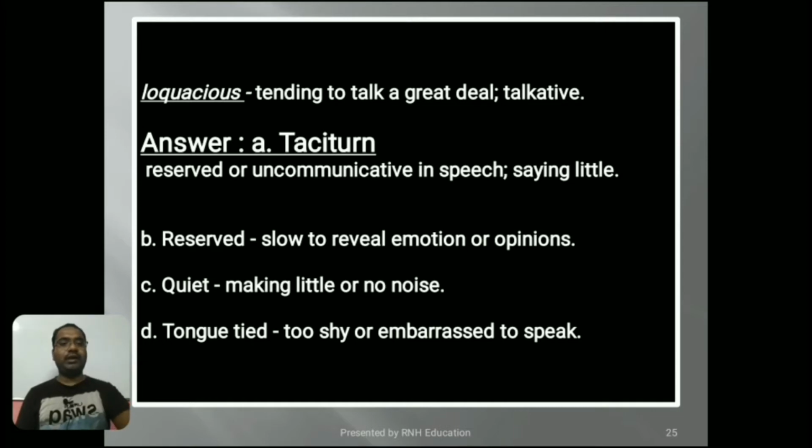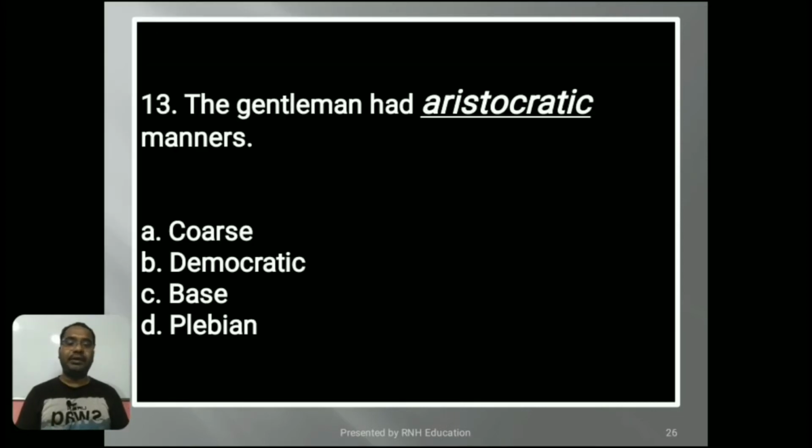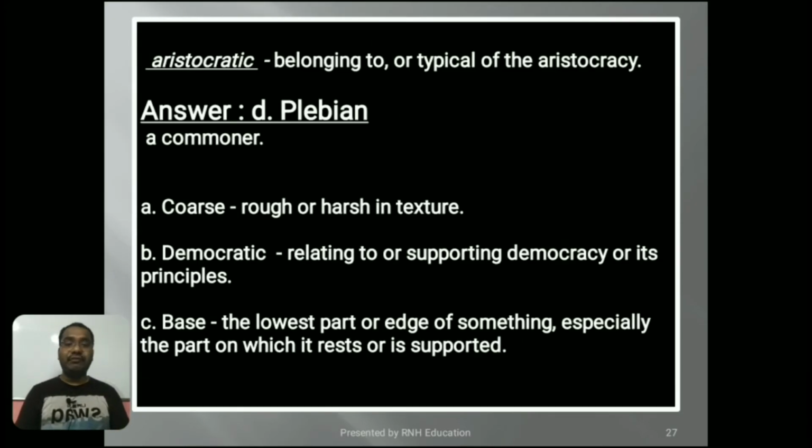Now going to the next one, the next question, that is question number 13. The gentleman had aristocratic manners. The word is aristocratic, and the options are A, B democratic, C base, and D plebeian. Okay, now check the solution section. At first, take the word aristocratic, that means belonging to or typical of the aristocracy. Okay, that is called aristocratic. So the right answer should be plebeian. Plebeian means a commoner, a very common man.